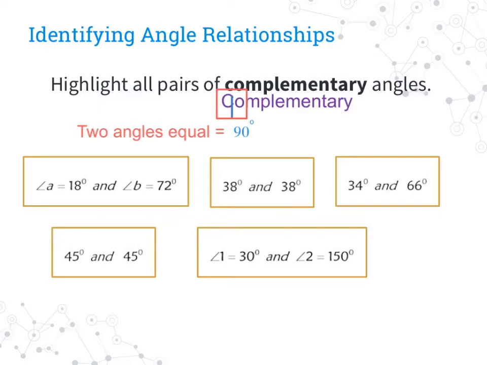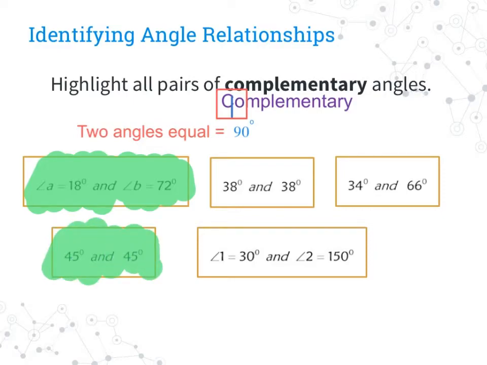So let's take a look at all of our examples here and determine which ones are complementary. If I take a look at 18 and 72, I'm going to add those together and see if they equal 90. 8 plus 72 gives me 80, plus another 10 is 90. So yes, these two angles equal 90 degrees, so I know that they're complementary. 38 and 38 don't add together to give me 90, so they're not complementary. 34 and 66 add to 100, so they're not complementary. 45 plus 45 does equal 90, so they're complementary. 30 plus 150 gives me 180, so they are supplementary.